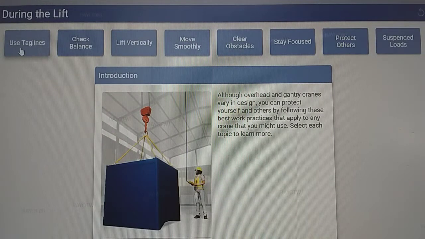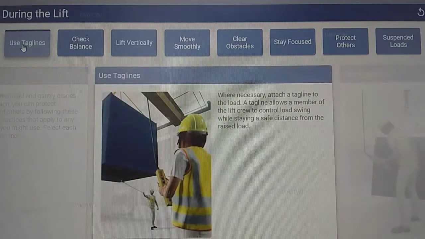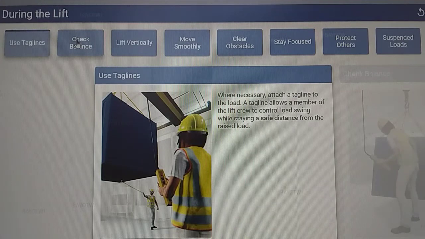Although overhead and gantry cranes vary in design, you can protect yourself and others by following these best work practices that apply to any crane that you might use. Select each topic to learn more. Where necessary, attach a tagline to the load.